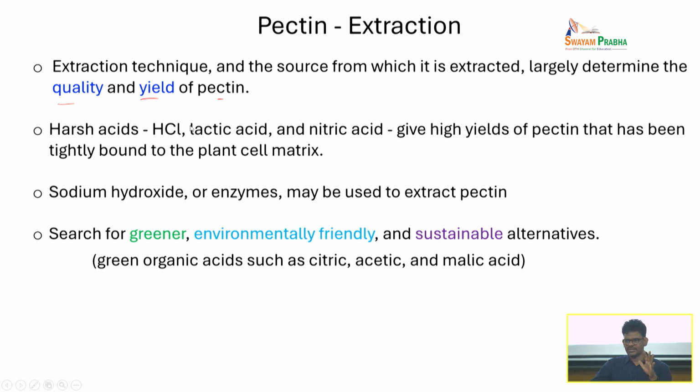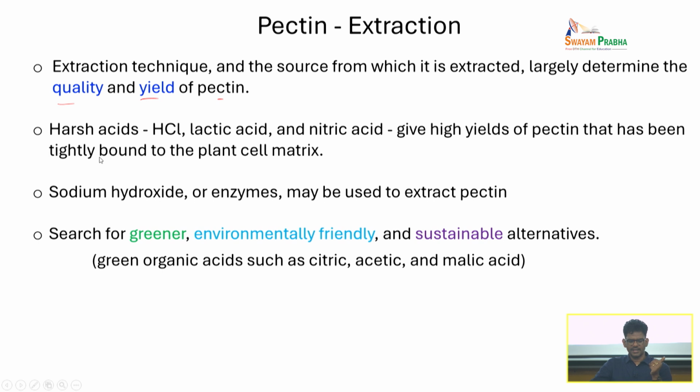Typically in this extraction, very harsh acids are used because you want to go to very high acid concentrations or very low pH, where you can extract pectin from other materials. Typically HCl, lactic acid, and nitric acid are used, and they are known to give high yields of pectin by removing the bond between the pectin and the cell wall matrix.